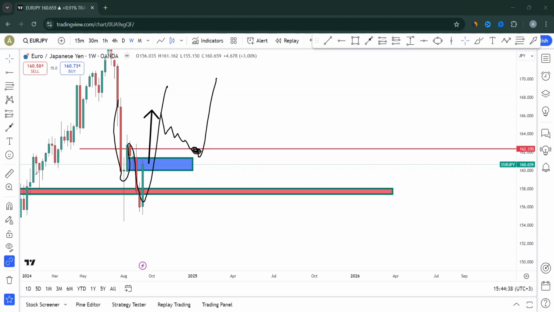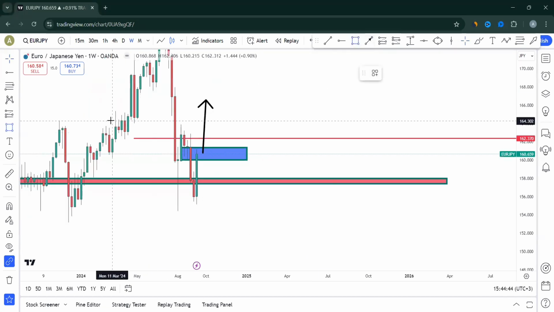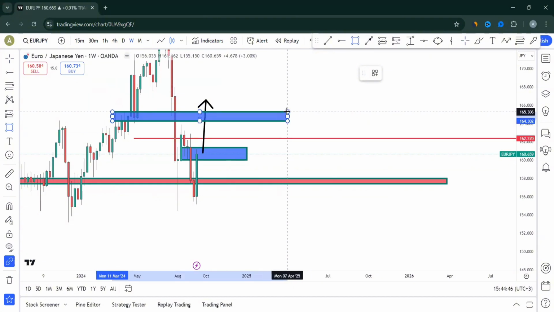Now, which upper levels are we talking about if that happens? Okay, now if you observe here, we had price retesting this previous. This was our previous.